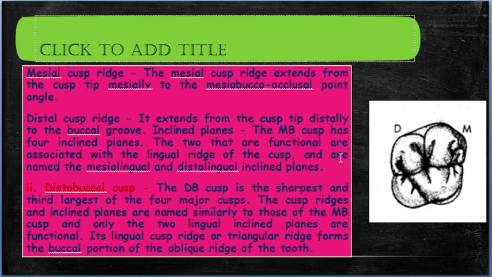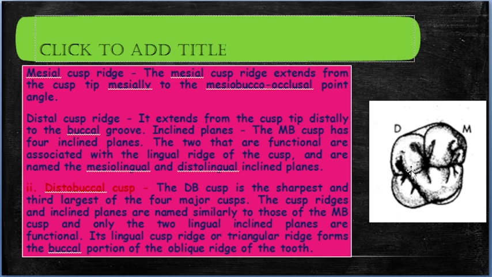Then the distobuccal cusp, that is this one. It is the sharpest and third largest of the four major cusps, and its inclined planes are named similar to those of the mesiobuccal cusp, and only the two lingual inclined planes are functional. Its lingual cusp ridge or triangular ridge forms the buccal portion of the oblique ridge of the tooth.